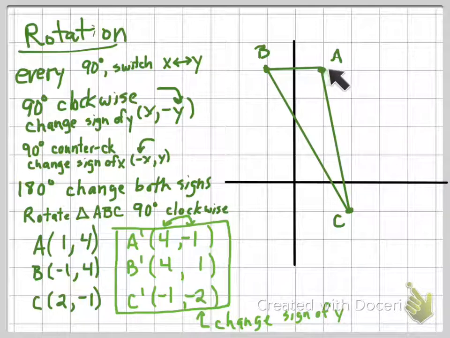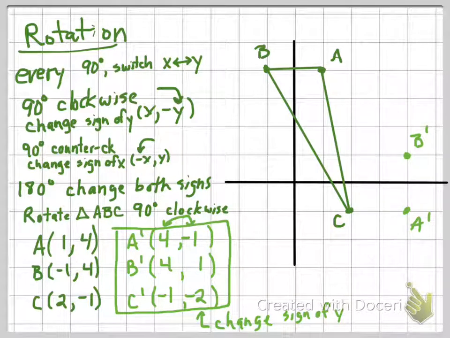That means A has got to come down here somewhere. And I know since it's 1 away from the Y, it's going to be 1 away from the X. And since it's 4 away from the Y, it's going to be 4 away from the X because they have to switch. So that puts A prime right here. The same thing with B. B is 1 away from the Y, but to this side of it, so it's going to be 1 away, but on this side of it. And it's also 4 away from the X, so now it's going to be 4 away from the Y. Okay, so there's B prime.